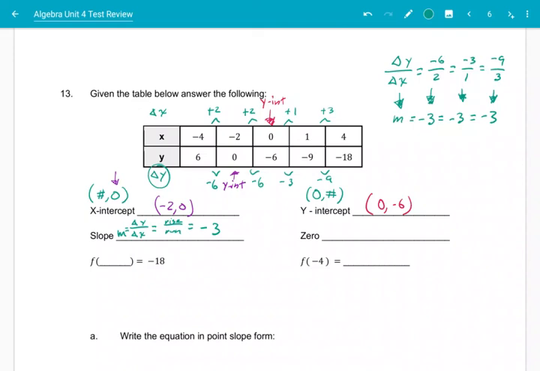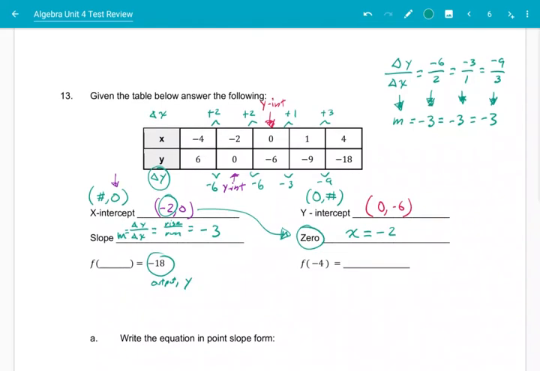Okay. So the 0, remember, is just the x coordinate of the x-intercept. There's that. And now let's see, if my output is minus 18, what's my input? Right there. It's a 4. Okay. How about my input? If my input right there is a minus 4, there's my input. My y is 6. There we go.